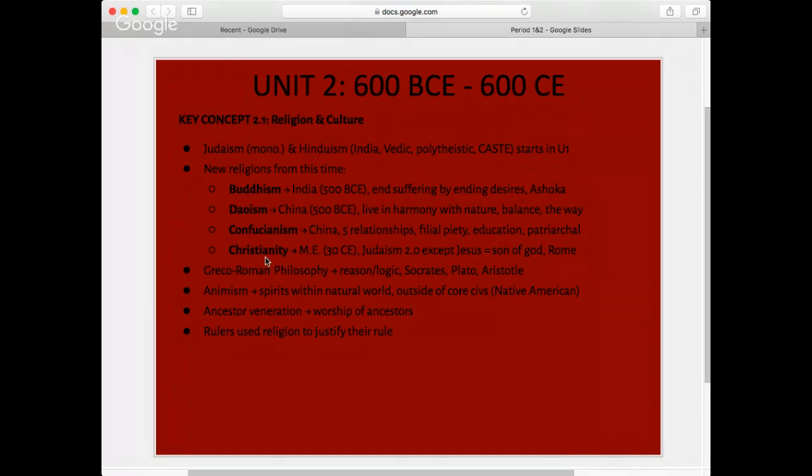Christianity also starts in this time period. And it's like Judaism, except Jesus is the Son of God, and Christianity spreads, and then Rome accepts that as its official religion. Greco-Roman philosophy also starts in period 2. So Greece, remember, had all these different gods.